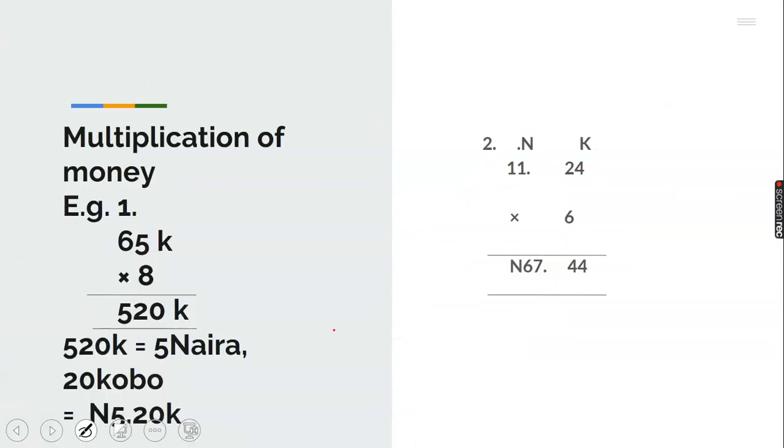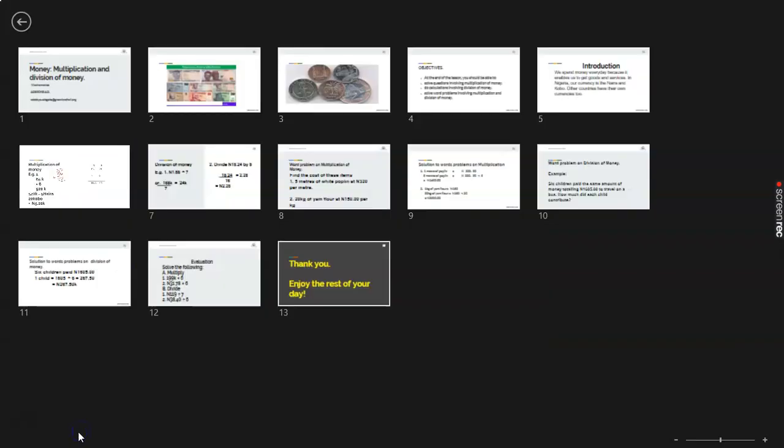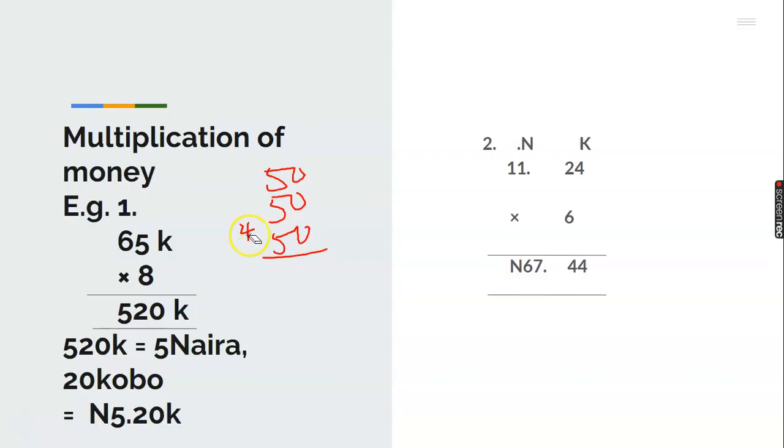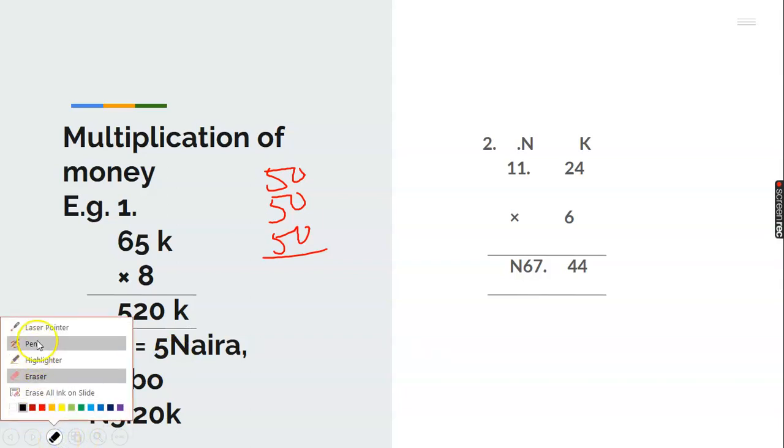Now we are looking at multiplication of money. To multiply means you add repeatedly. Like somebody is telling you, my daddy gave me 50 naira, 3 of them. Somebody may say, let me add the 50 naira together. What do you get when you add?